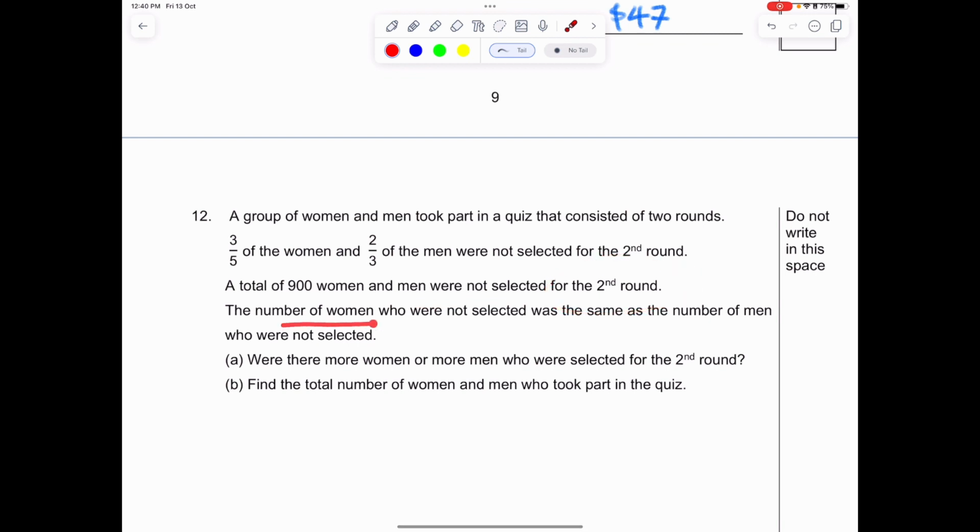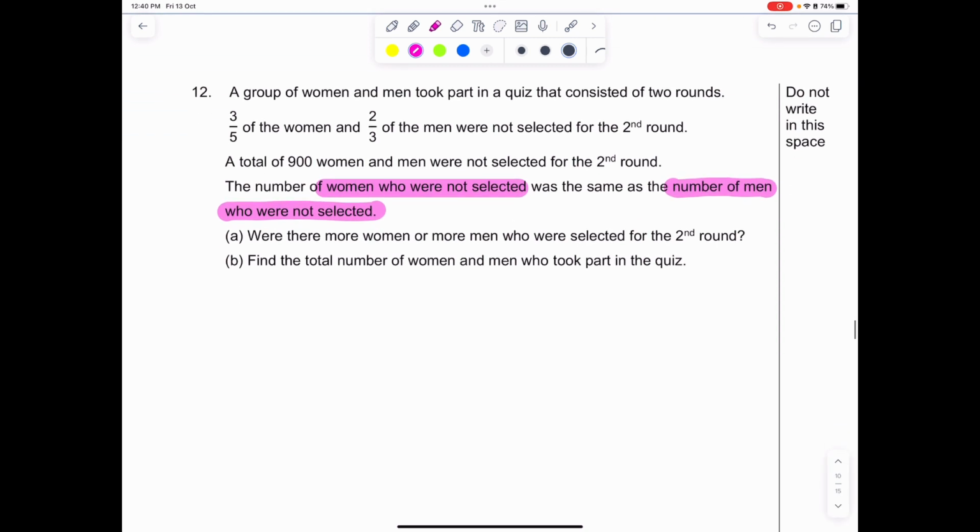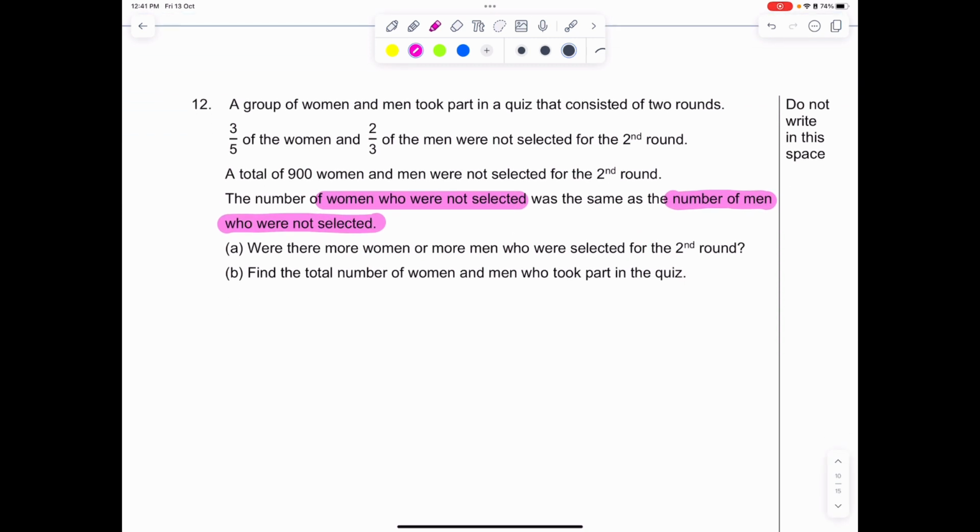The number of women who were not selected was the same as the number of men who were not selected. Okay? So once again, women who were not selected was the same as the number of men who were not selected. Were there more women or more men who were selected for the second round? So how do we go about doing this?